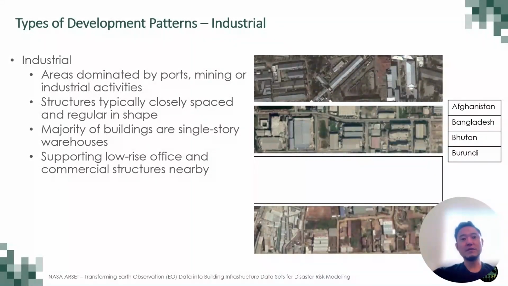The last of the typical development patterns are industrial areas. These are pretty obvious from satellite imagery, and they're usually ports, mining areas, other industrial activities. They're large warehouses, regular in shape. You're going to see large rectangular buildings basically in these development patterns. You'll also see some low-rise office and commercial supporting areas, but for the most part, it's going to be warehouse structures.